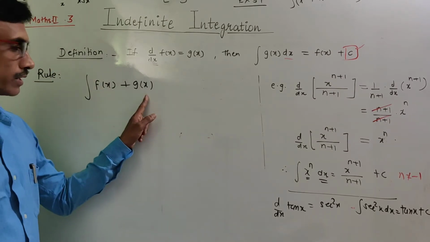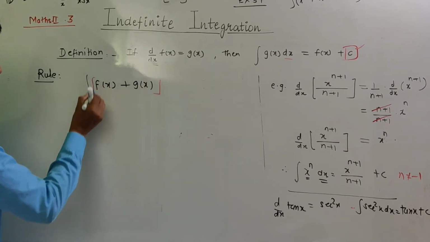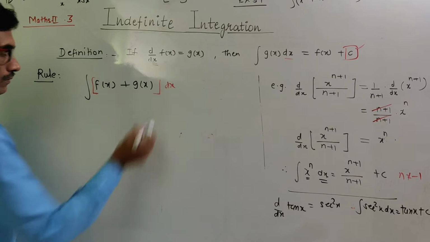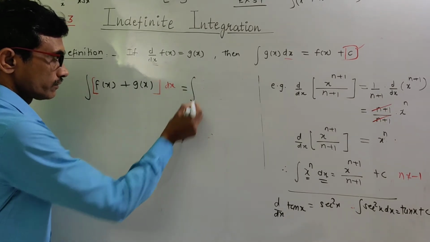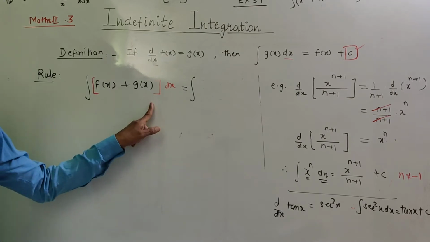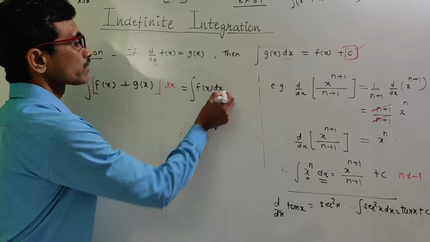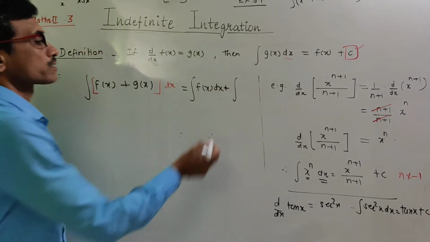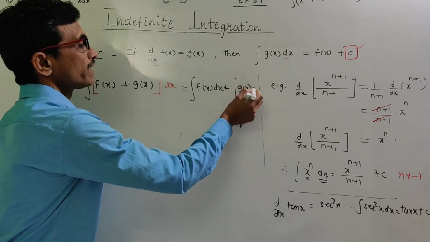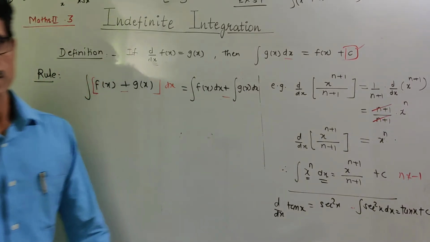Integration of f of x plus g of x dx is equal to integration of f of x plus integration of g of x dx. That means we write integration of f of x plus integration of g of x dx. यहाँ पे अगर माइनस साइन है तो here also there will be minus sign.